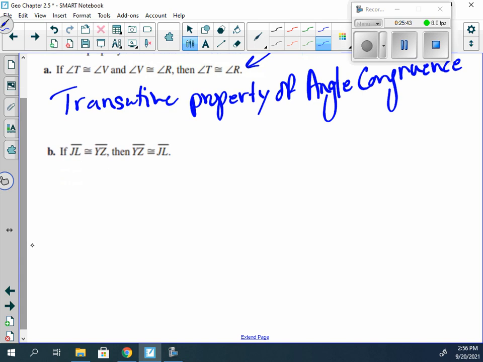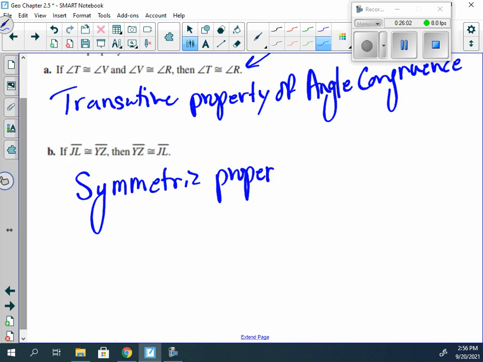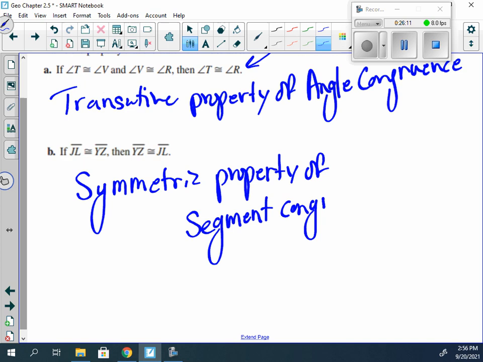If line segment JL is congruent to line segment VZ, and line segment VZ is congruent to line segment JL, this would be our, what? Symmetric property of what? Segment congruency. Because we're going to need the whole thing.